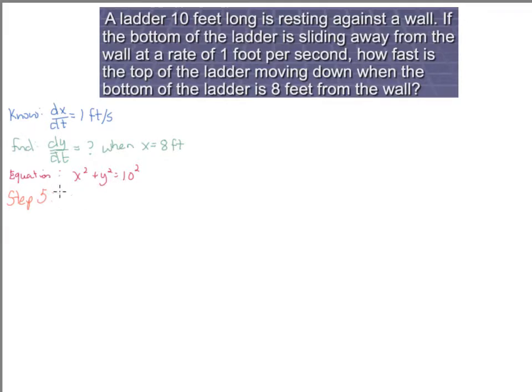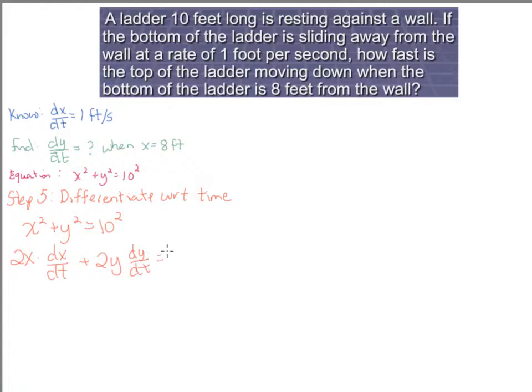Step 5 is differentiate the equation. So we're going to differentiate with respect to time. The derivative of x squared is 2x dx/dt plus 2y dy/dt. Please do not forget the implicit differentiation. So since I'm trying to find dy/dt, let's go ahead and solve this equation and get dy/dt by itself. I'll start by subtracting the 2x dx/dt from each side of the problem.